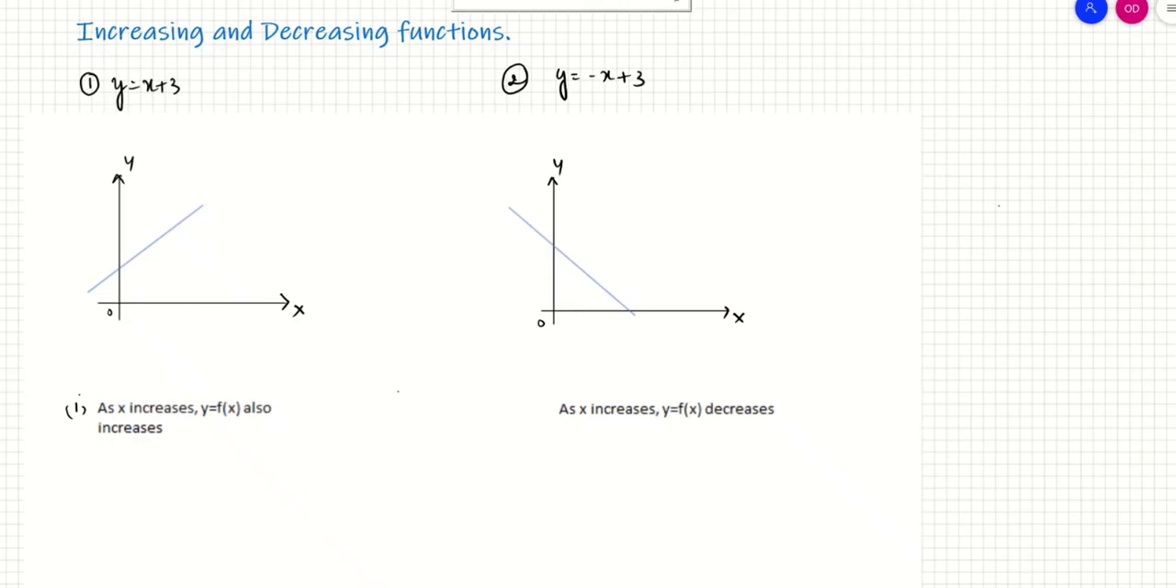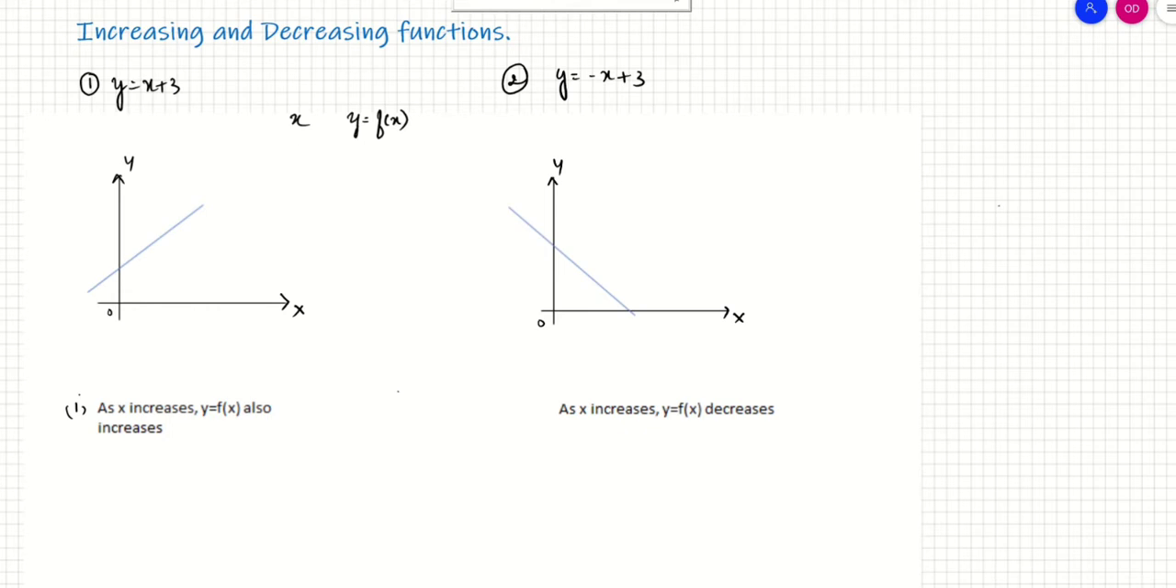Hello students, in this section we are going to study how to use differentiation to find if the function is increasing, decreasing or none. Let's consider the first example, y is equal to x plus 3. Now observe that this is a linear equation, hence the graph of this function will be a straight line. Let's take the values of x and find the values of y equal to f of x.